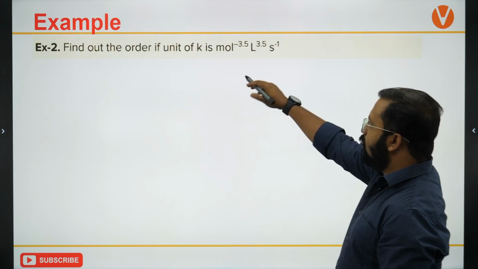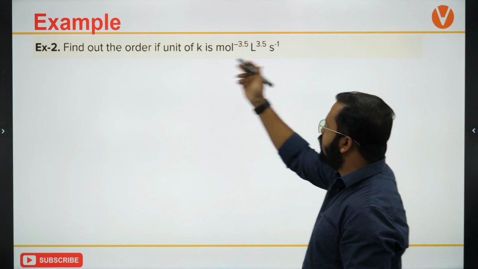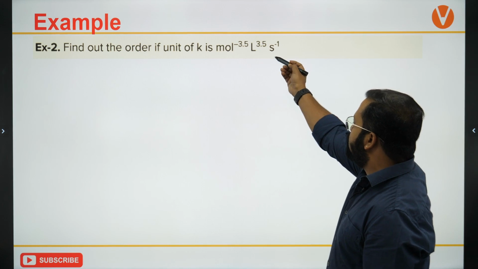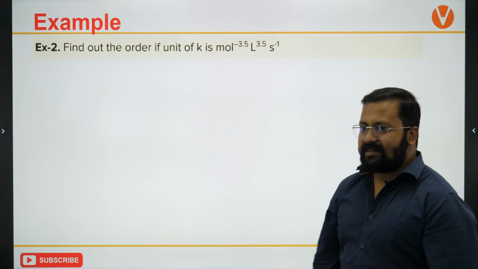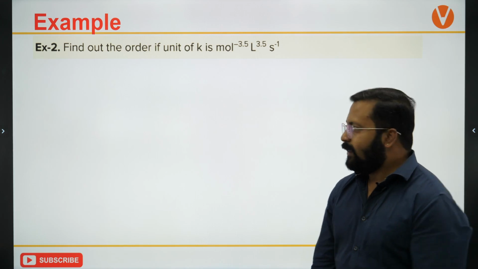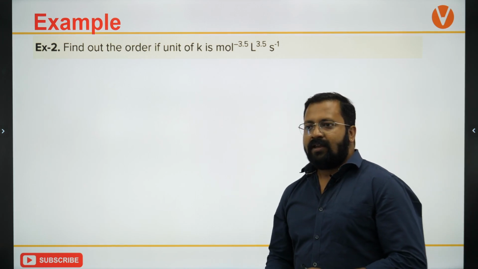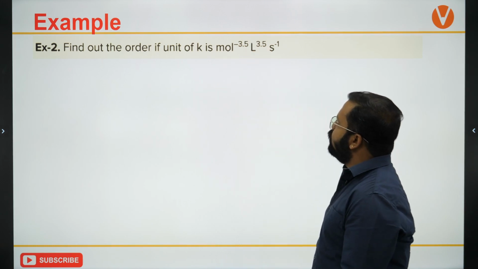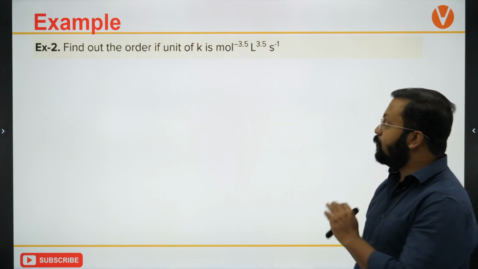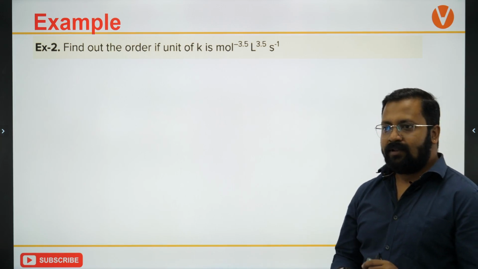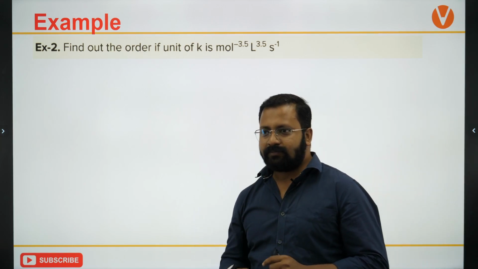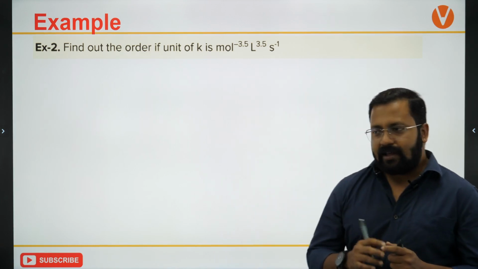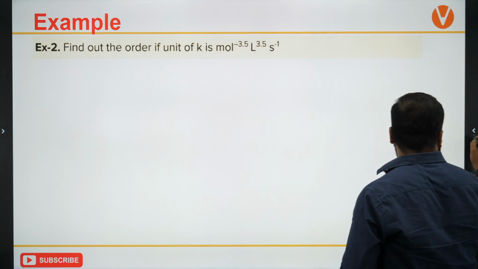So what is the order if the unit of K is mole to the power minus 3.5, liter to the power 3.5, second to the power minus 1? What is the order of the reaction if the unit of K is mole to the power minus 3.5, liter to the power 3.5, and second to the power minus 1? Think carefully. Sketcher has given an answer, Pankaj has given an answer. Tell me, what should the answer be?